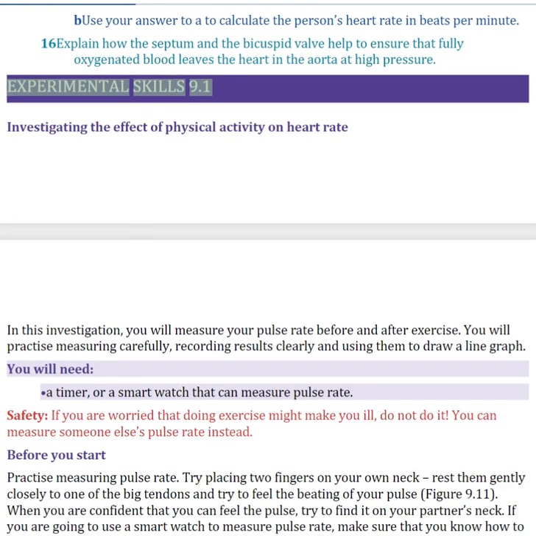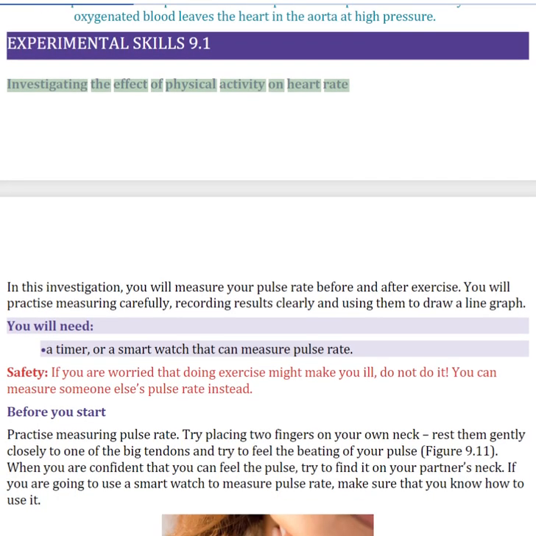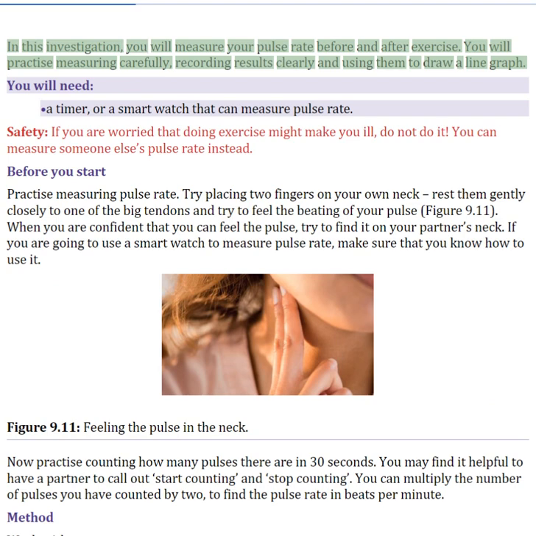Experimental Skills 9.1. Investigating the effect of physical activity on heart rate. In this investigation, you will measure your pulse rate before and after exercise. You will practice measuring carefully, recording results clearly and using them to draw a line graph.